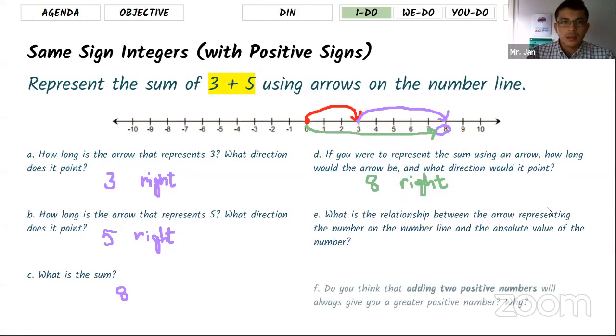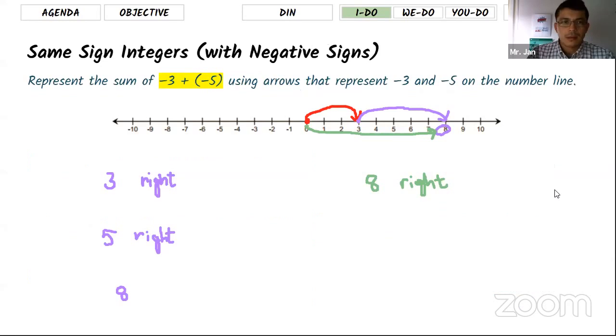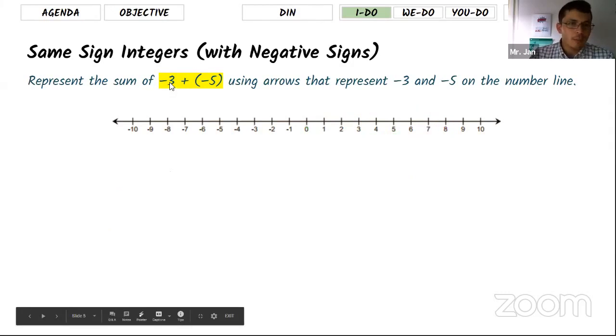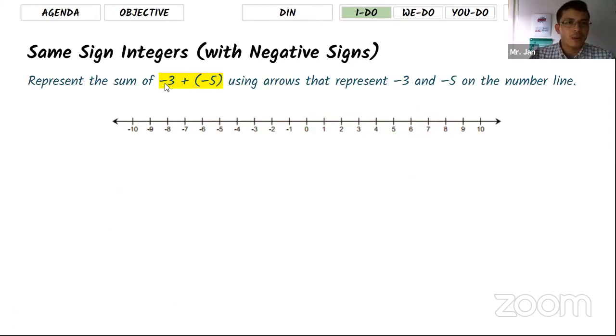This time we're going to add two numbers, but both numbers are negative. The first number is -3 and the second number is -5, and it's the same sign integers again. Same sign means both numbers have negative signs. So what happens in this case? We need to represent -3 and -5 on a number line this time.